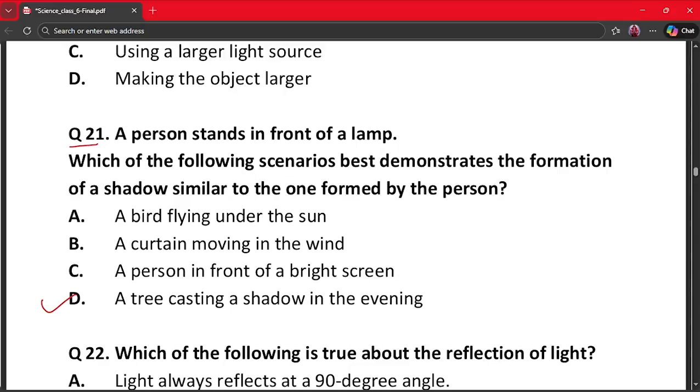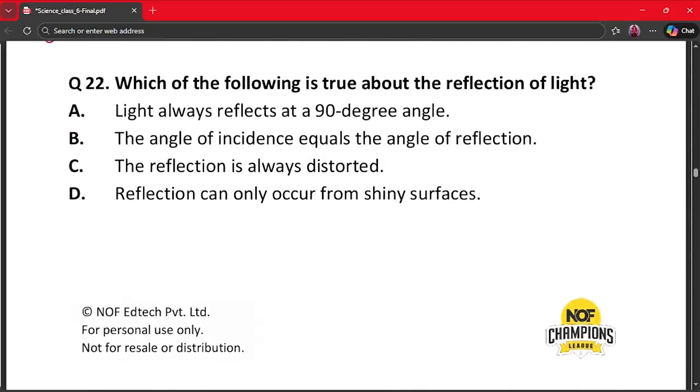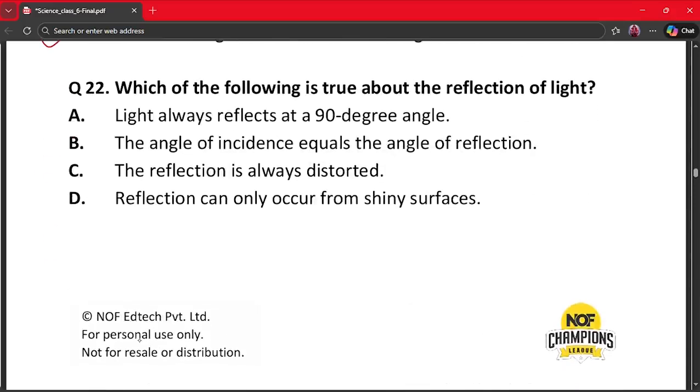So a tree blocks sunlight. This creates a shadow on the ground. This is similar to the human shadow formation. And curtains and screen differ. Thus tree is the correct answer. The next question is question number 22.